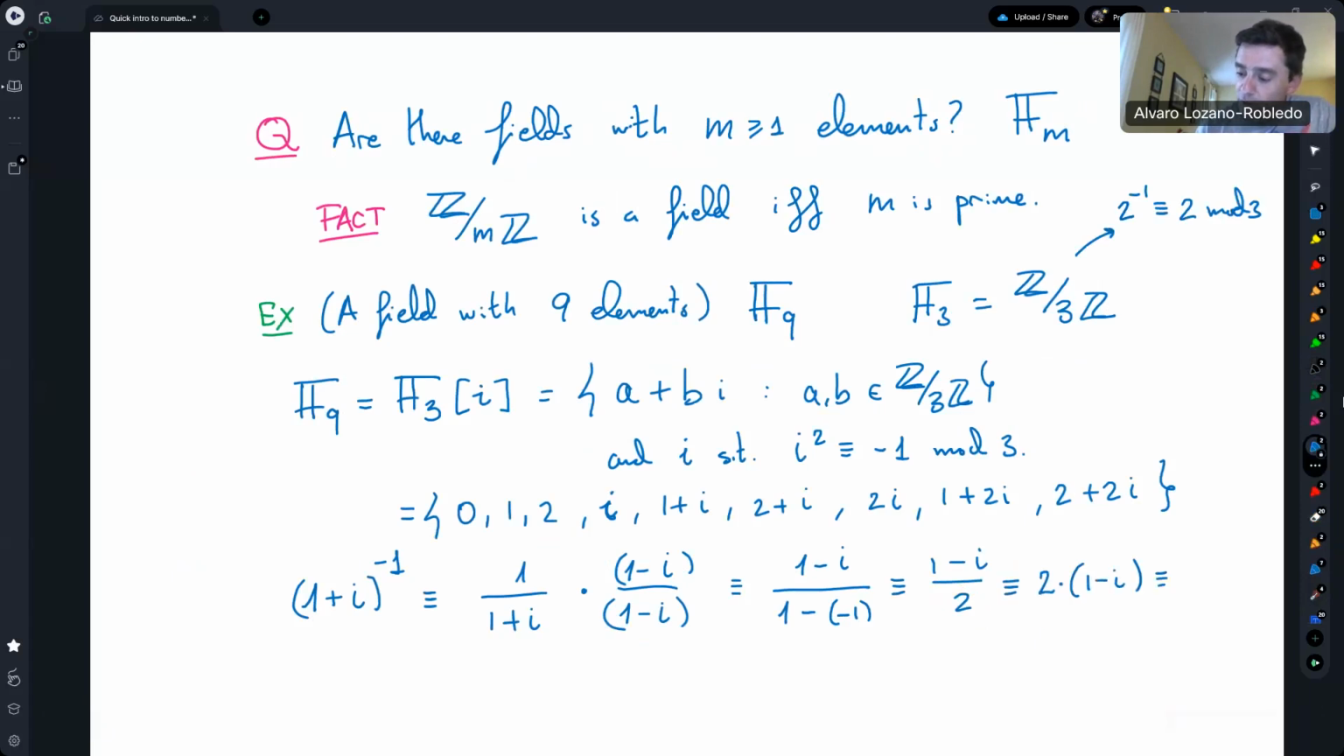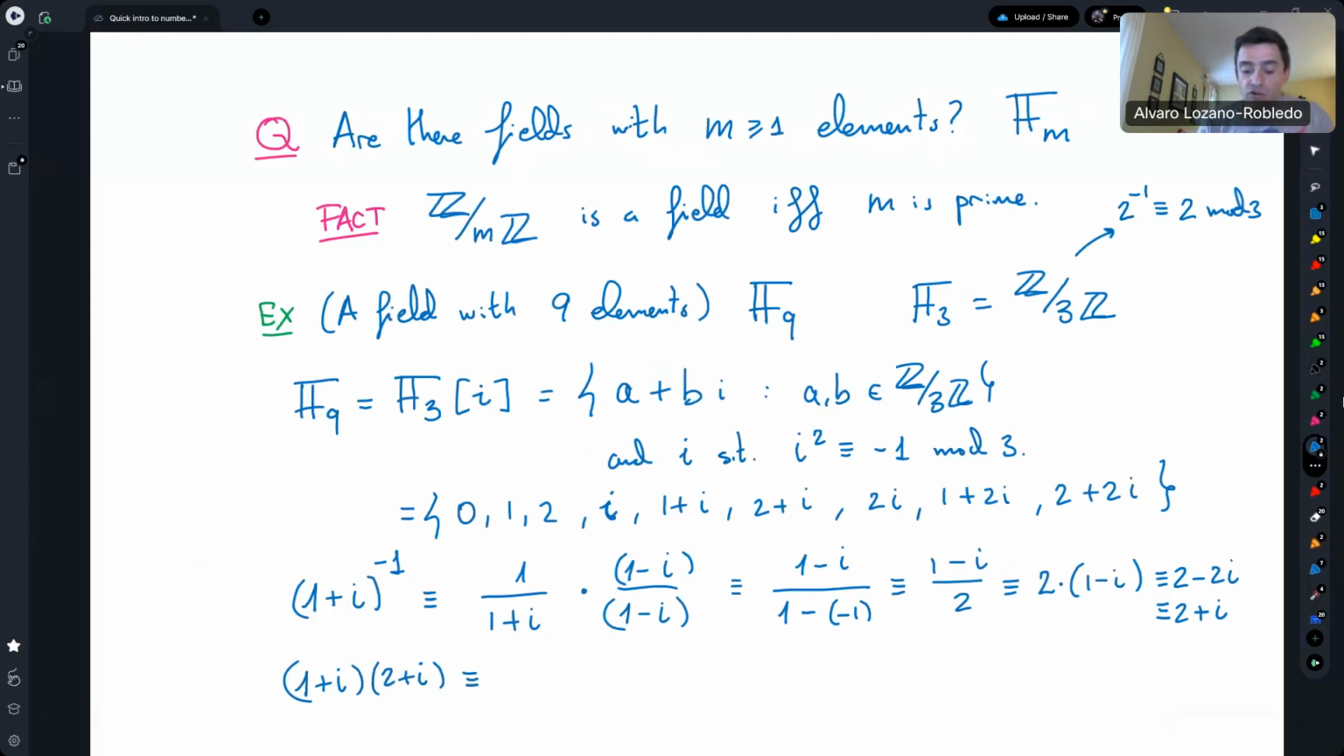So this gives me 2 minus 2i, which is, by the way, modulo 3, 2 plus i, because -2 is congruent to 1. Okay, so let me check that that works. What happens if I multiply 1 plus i and 2 plus i? I'm hoping I'm going to get the number 1 back.